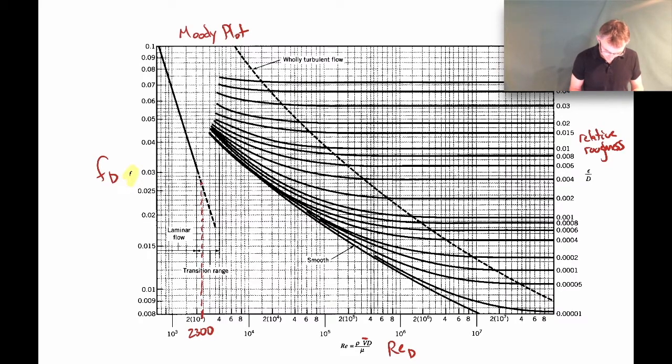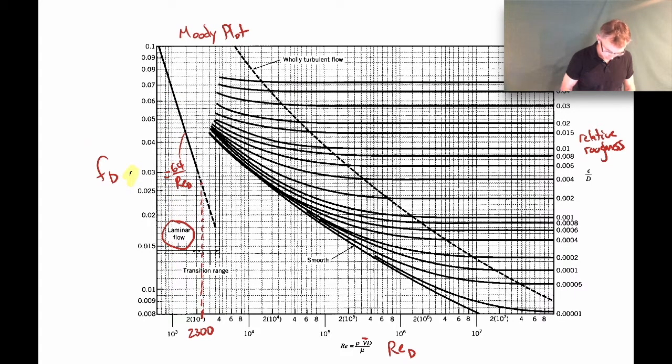So on this side, we have laminar flow. And this line here is actually equal to 64 over the Reynolds number. So the way we use this Moody plot is we'll come over here and say, let's calculate the Reynolds number. Let's say it's 1,000, so it's a laminar flow. We come here to 1,000. We come up until we hit the line.